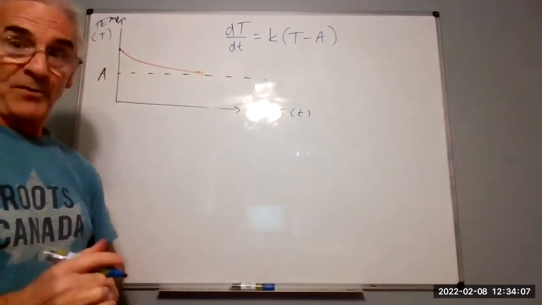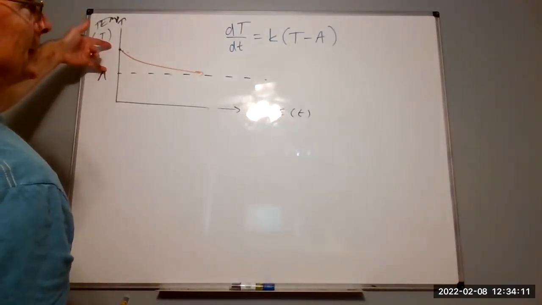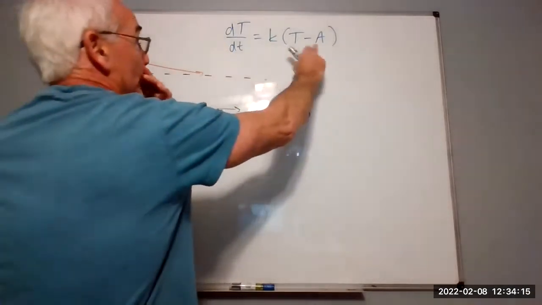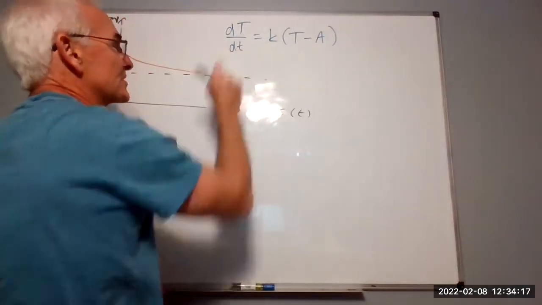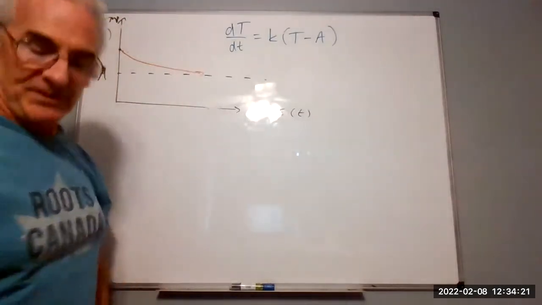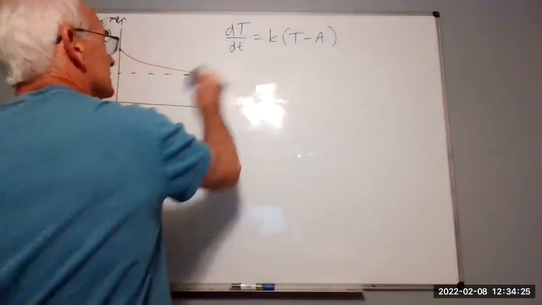Okay, so are you with me so far? If T is really far from A, then the rate of change is going to be big. But if T is really close to A, like here, the rate of change is going to be very small, but it's never going to be zero. So I would like to solve this differential equation. Let me erase this part here.